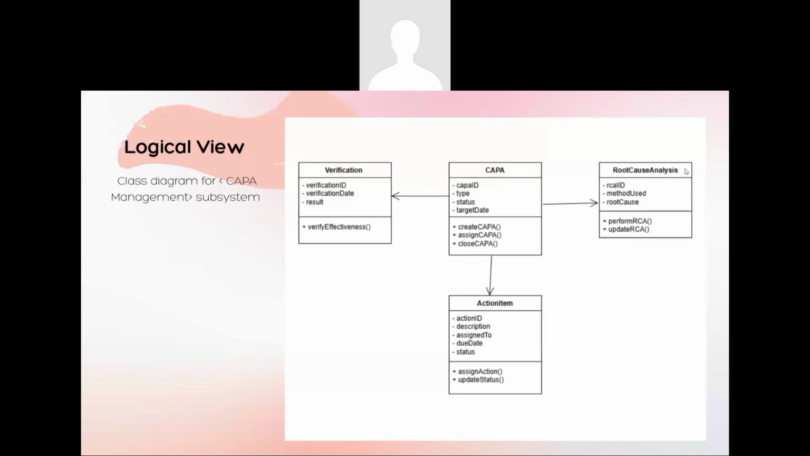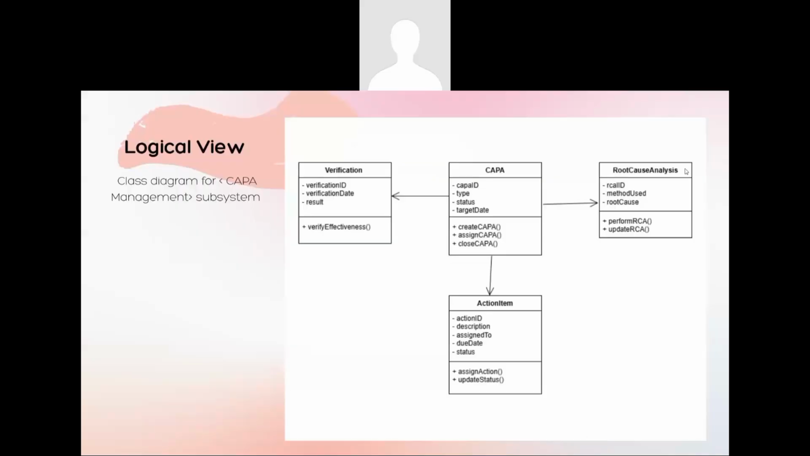The action item class represents specific tasks assigned to users to resolve the issue, and multiple action items can exist under one CAPA. Finally, the verification class ensures that the implemented actions are effective before the CAPA is officially closed. This design ensures that the issues are not only fixed but also verifies the long-term effectiveness.